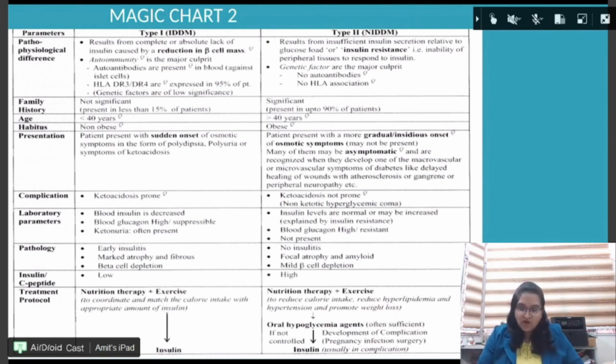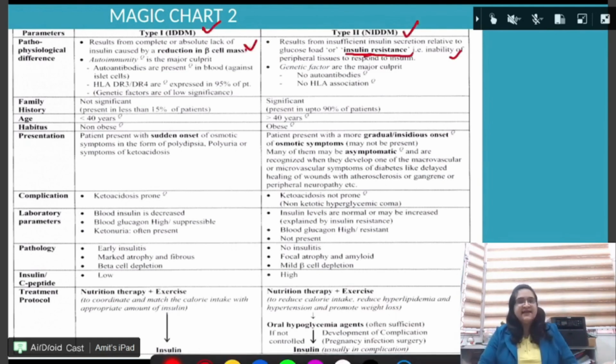Type 2 is occurring because of insulin resistance. Family history is not significant in type 1, it is significant in type 2. Obviously, type 1 occurs early in life, type 2 occurs later in life. Type 1, normally the person is thin; type 2, the person is obese.